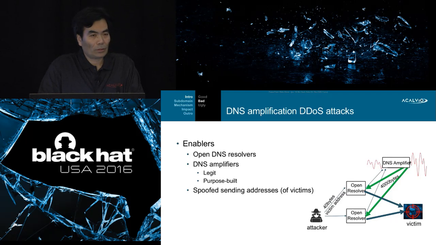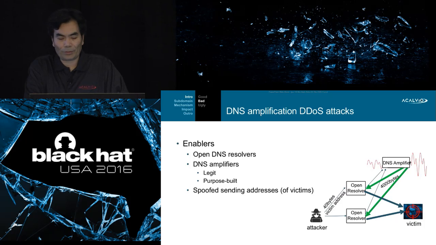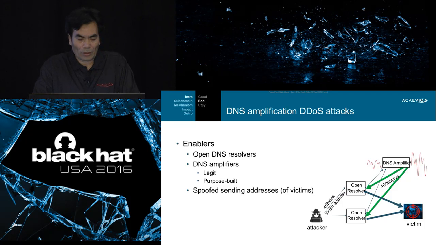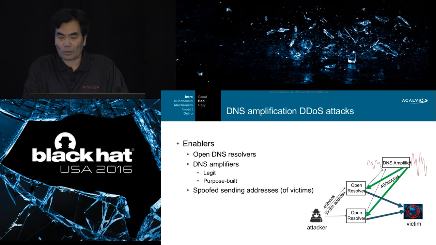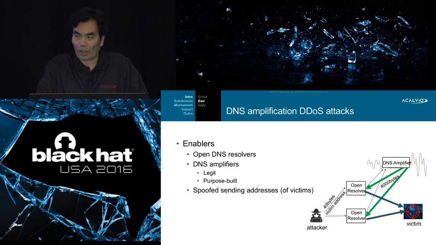By disabling one or more of the enablers, we can effectively address this type of amplification attack. In addition to the DNS resolver, there are two other enabling elements. One is DNS amplifiers, which provide a large answer for a small query. The amplifier can be a legitimate domain name or a purpose-built one that does nothing but provide a large amplification factor. The second element is the spoofing of the sending IP address to that of the victim site. By doing so, the attacker can redirect the attacking traffic to the victim site.